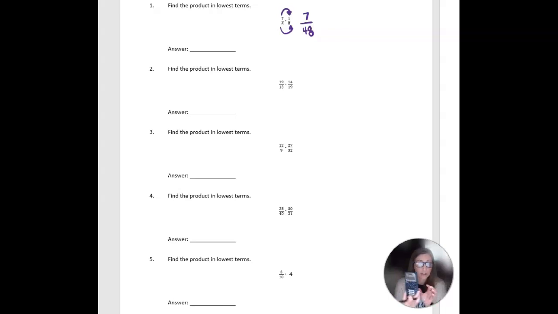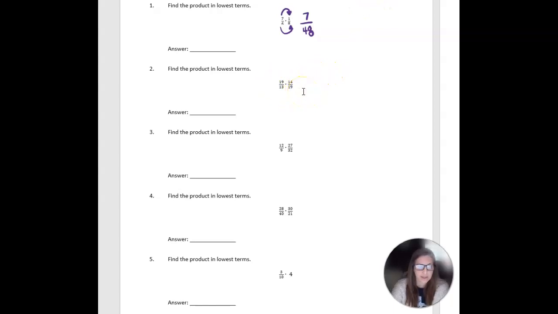Now, you can use your calculator. This is my preferred calculator. I have a discussion board up about how to use the calculator to multiply fractions. You will have to practice with your calculator and make sure you're getting the correct answers.